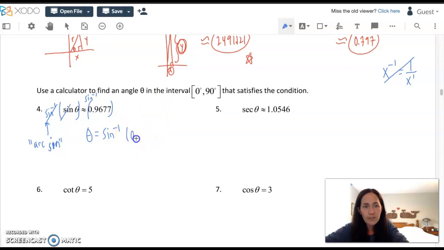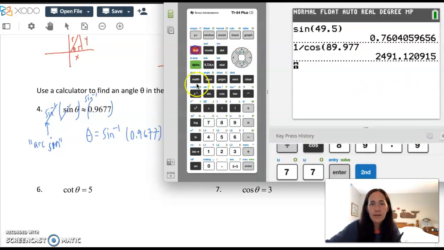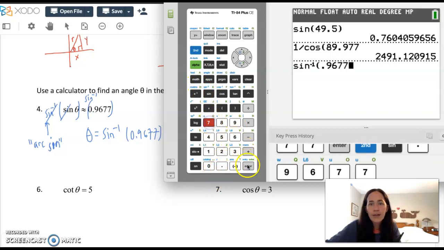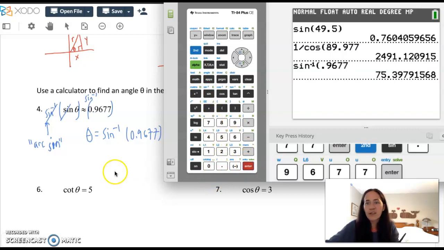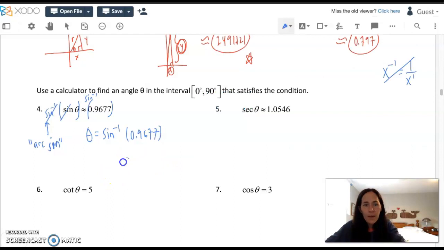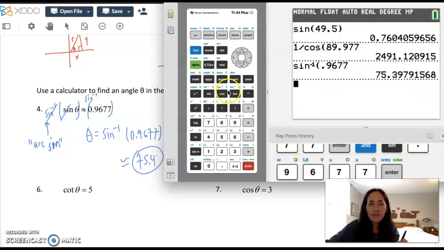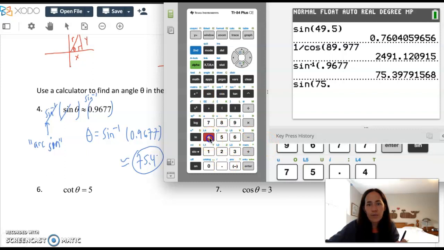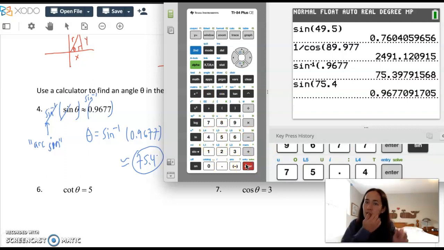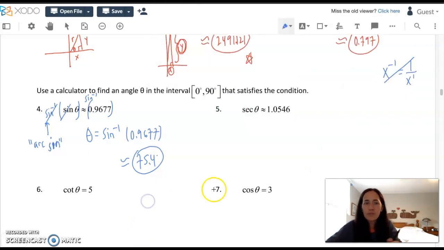So you want to take the inverse sine of 0.9677. We'll put that into the calculator. So second, and the sine key, 0.9677. And you get an angle measure. Let's put degrees on it. Let's just do nearest tenth here. We'll say about 75.4 degrees. You can check this answer. If you type in now sine of 75.4, now I know this is rounded, so it won't be exact, but you'll get something that's close to 0.9677. Let's try the next one.